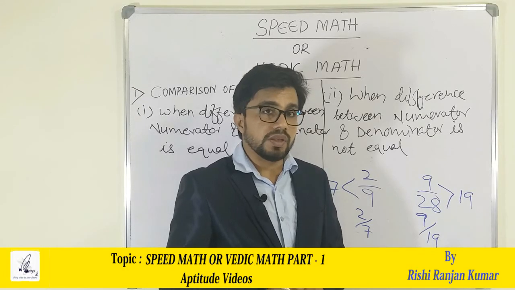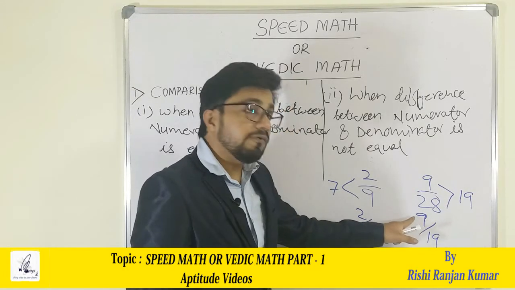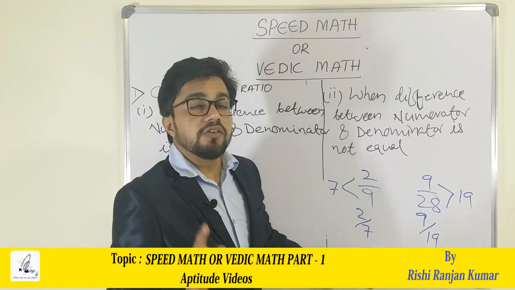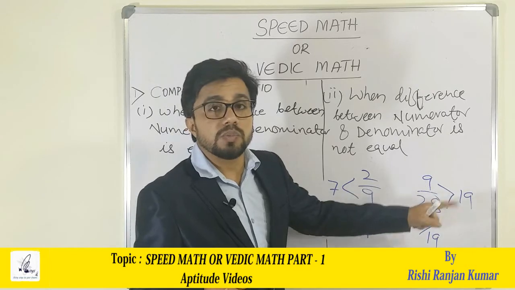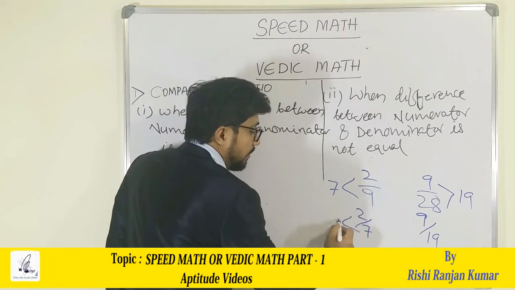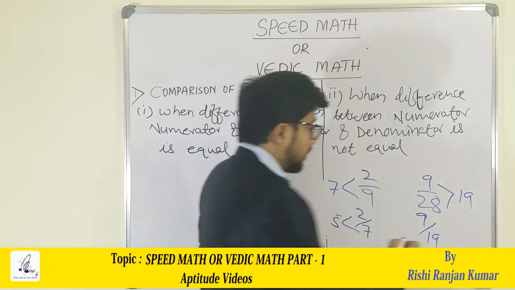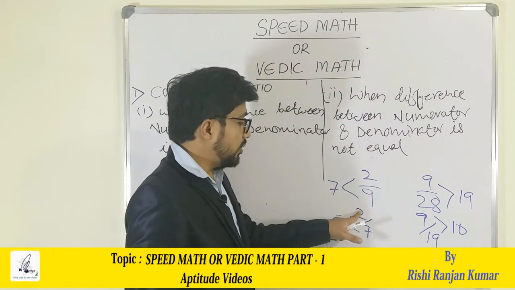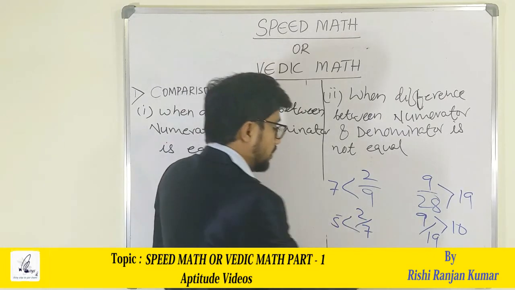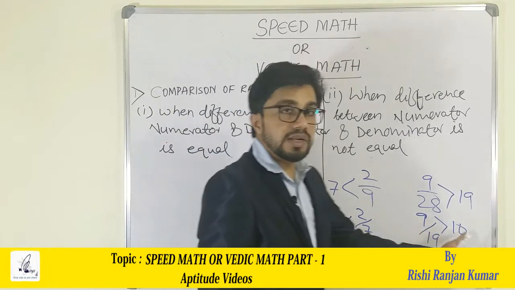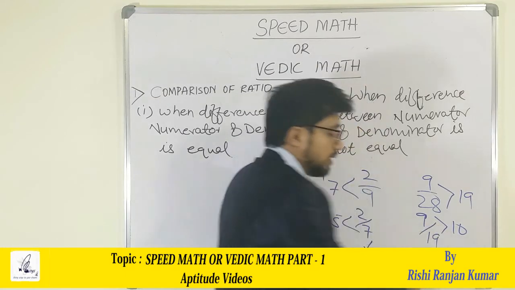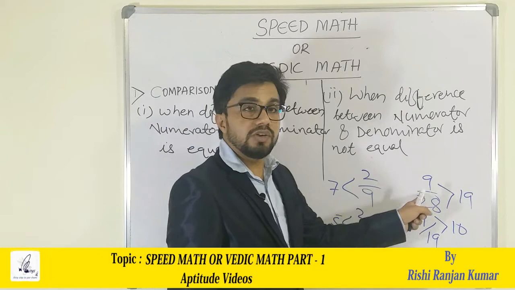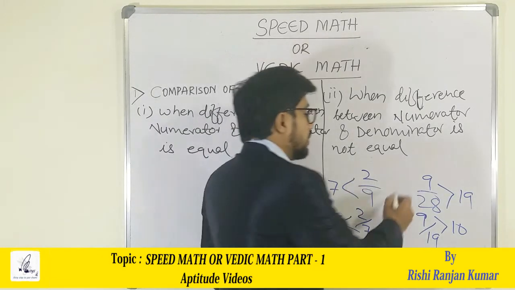Then what to do? You guessed it right. If we are not able to find out in one step which ratio is bigger, we can follow the same step one more time. See here, the difference is 5 and the difference is 10. Not equal. Now numerator by difference: 2 by 5 is 0.4, 9 by 10 is 0.9. 0.9 is bigger than 0.4. In that case, 9 by 28 is bigger than 2 by 9.